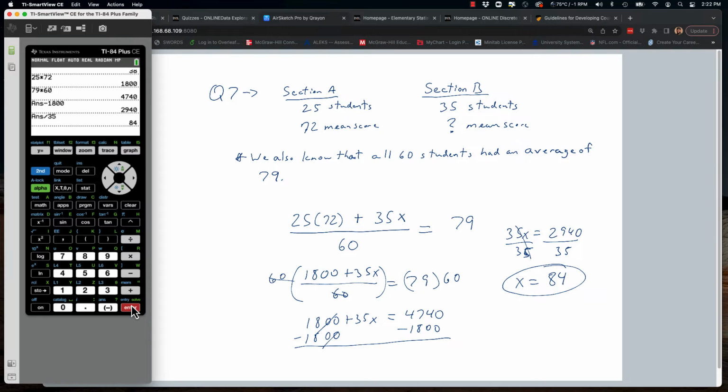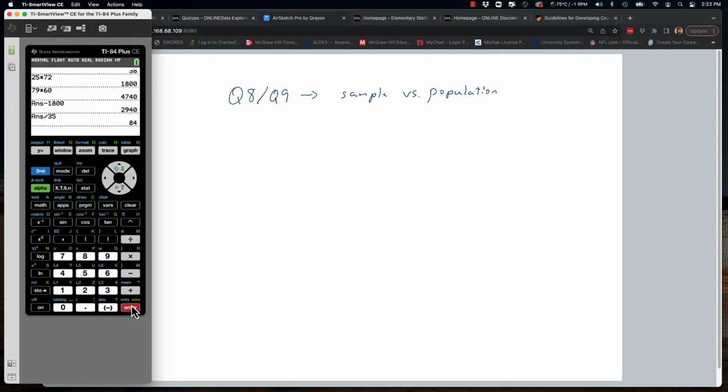Question 8 and 9, I just want to make a mention about something really quick. Both of them revolved around you finding the variance and the standard deviation. Question 8 asked you to find the sample variance and standard deviation, and the symbol for the sample variance is s squared. It's always the bigger number.